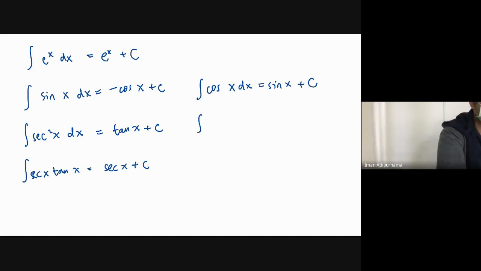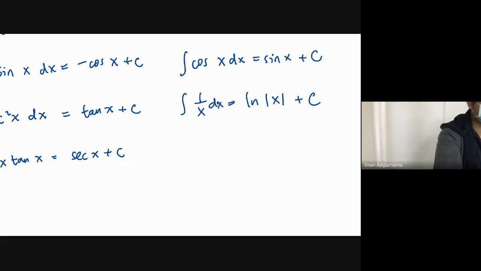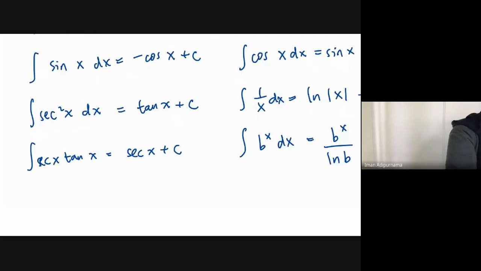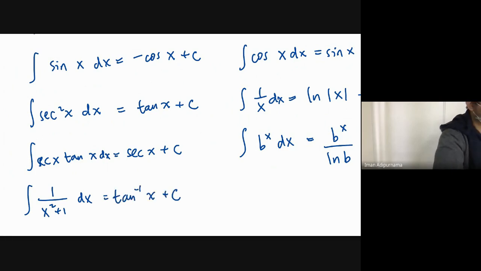Okay, and if you have 1 over x dx, this will be ln. And remember, for this ln, I already told you that you need to have the absolute value. And then if you have b to the x dx, you have ln b. If you remember, if you differentiate b to the power of x, you get b to the power of x times ln b. So in order to integrate, you need to divide by ln b. And then another one is this, I forgot the dx. This is tangent inverse x. Okay, don't forget, in the indefinite integral, you always need to add the constant at the end of the calculations.